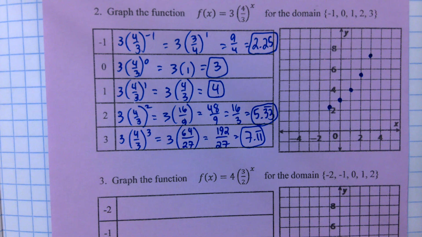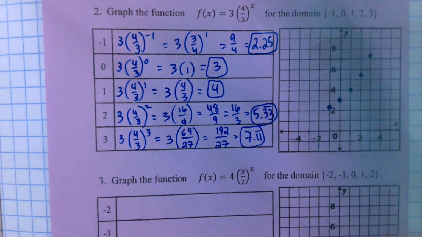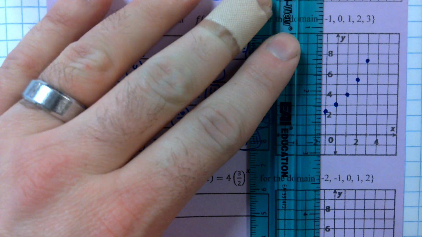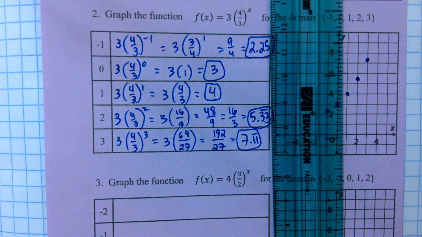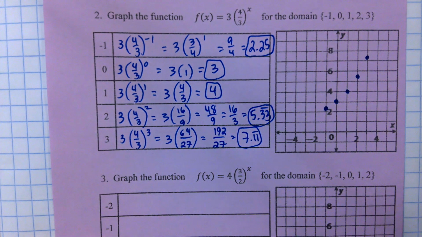Anyone remember how we can tell if this is, just in general, a function or not? Yeah, Ava, what can we do? Vertical line test. That's right. If I take my ruler here on the left side and drag it all the way across the right, is there any point where there's two dots directly above each other? No. So this is a function.